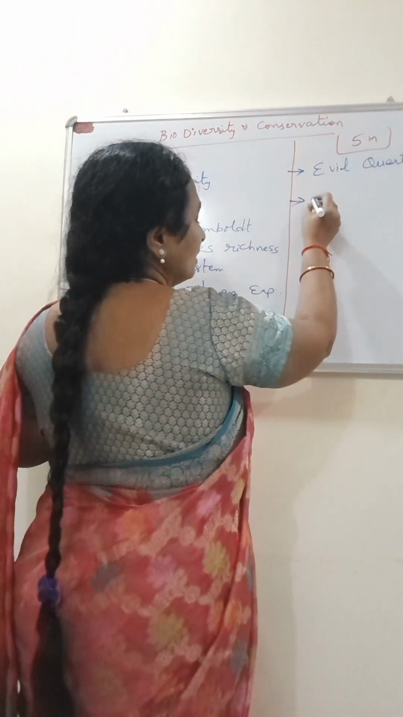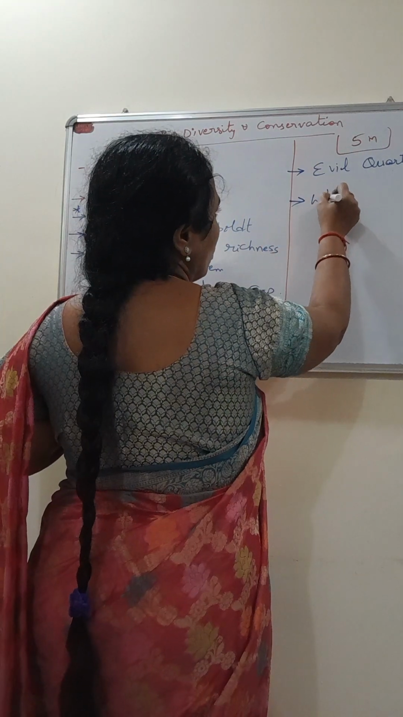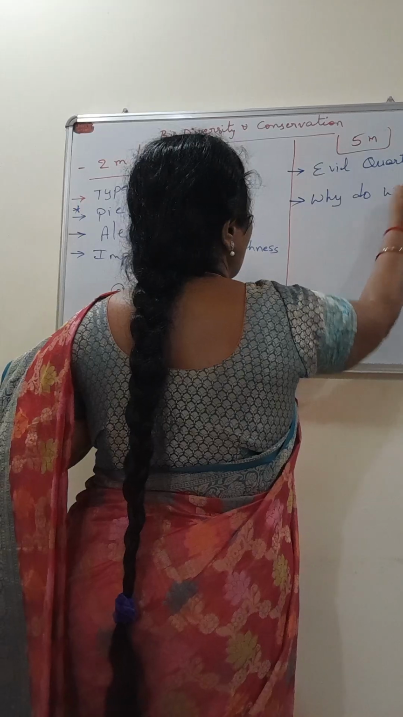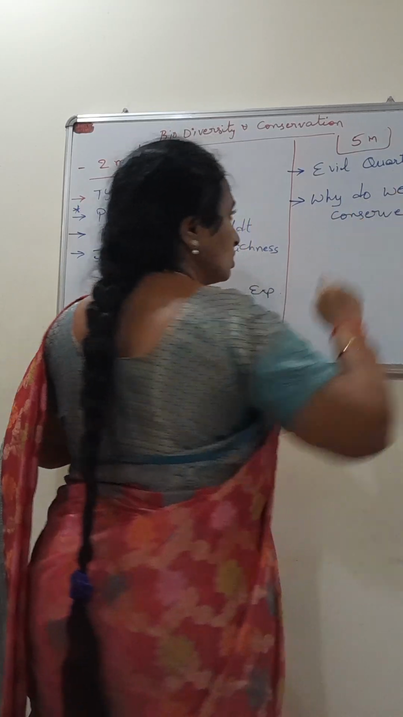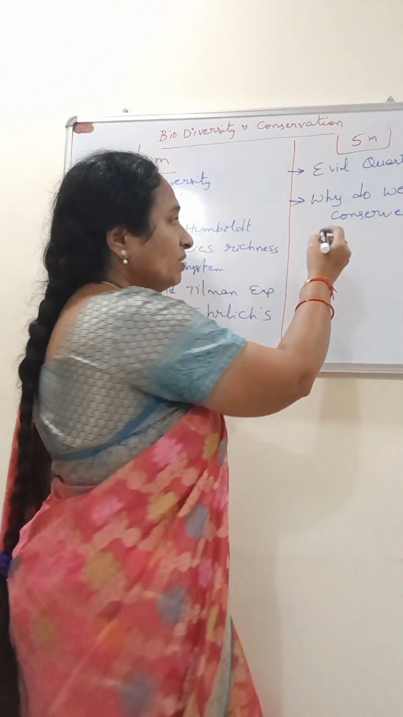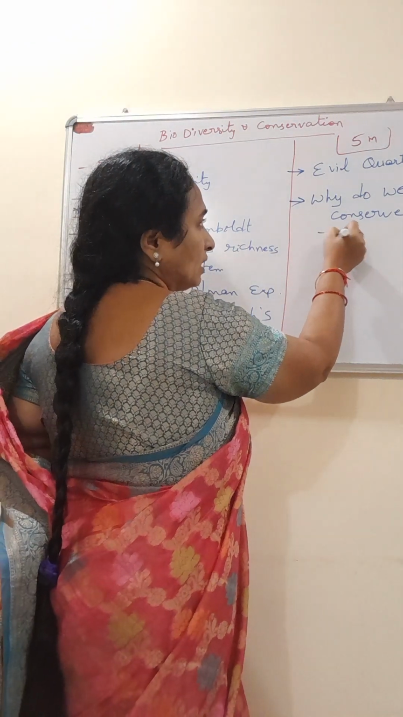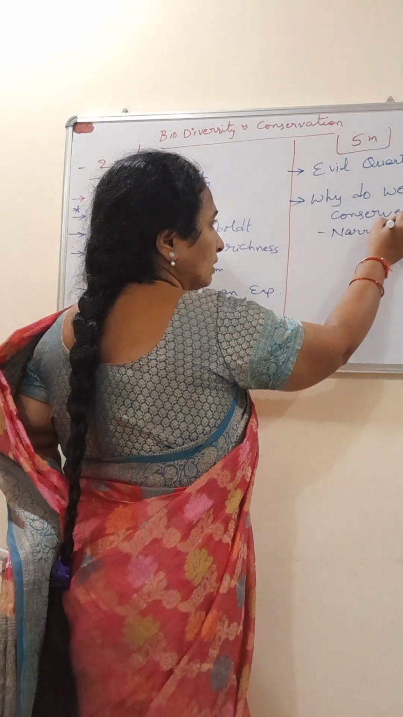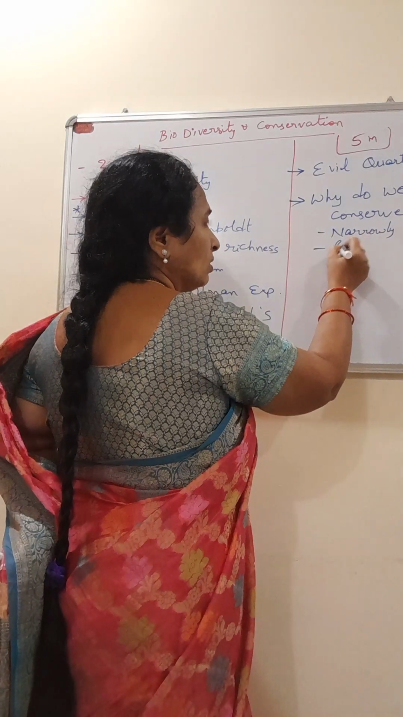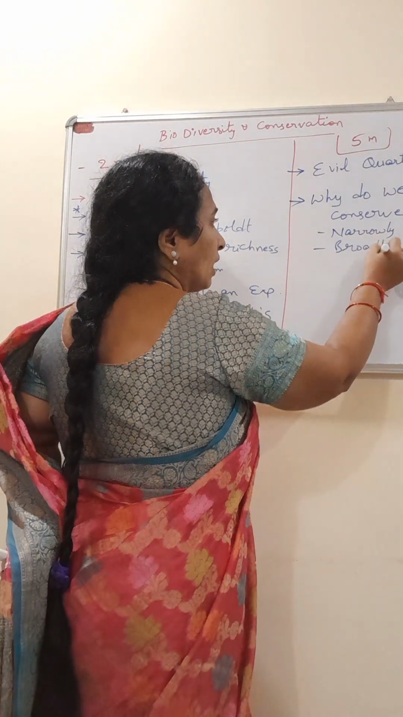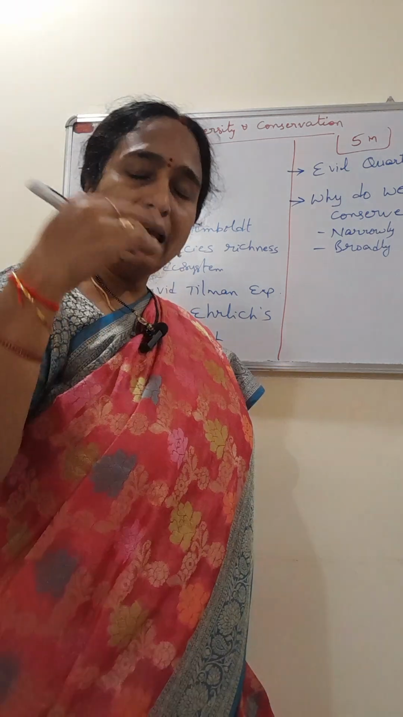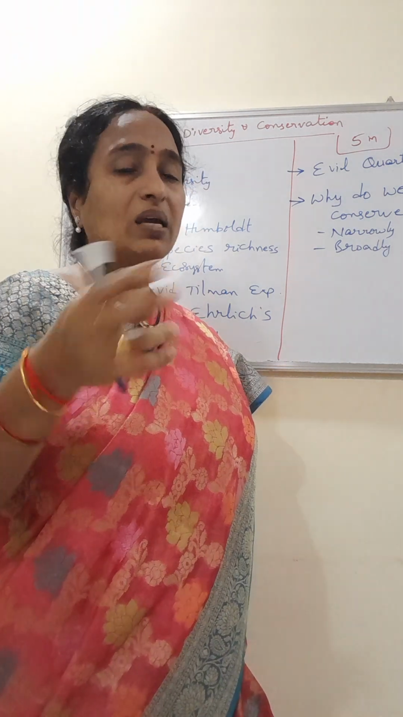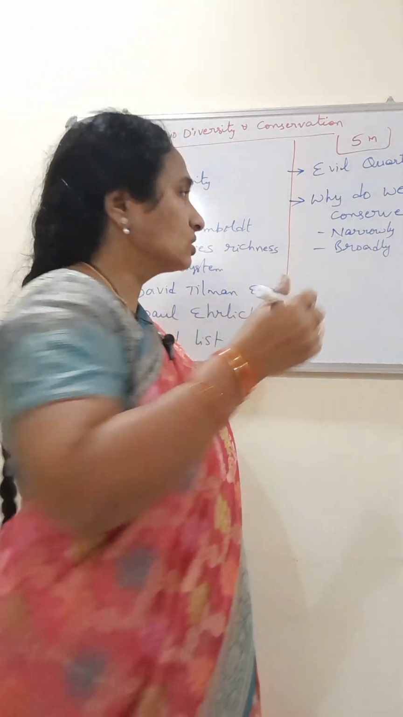And after that, next is: why do we conserve biodiversity? Under why do we conserve biodiversity, you have the narrowly utilitarian and the broadly utilitarian arguments. You have to prepare these 2 topics properly, and either one or both combined can be asked even under the 5 marks section.